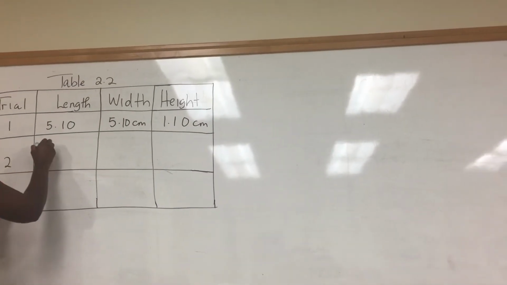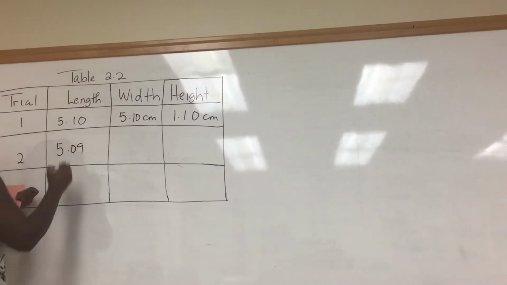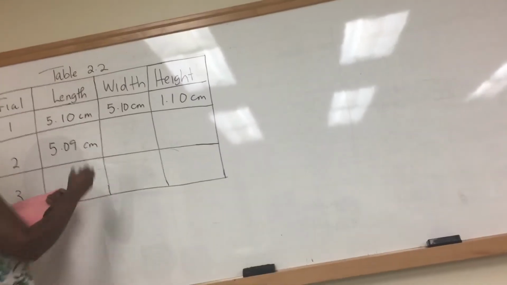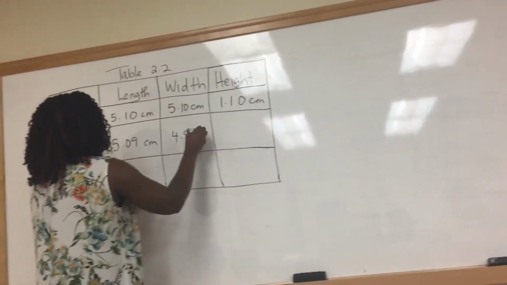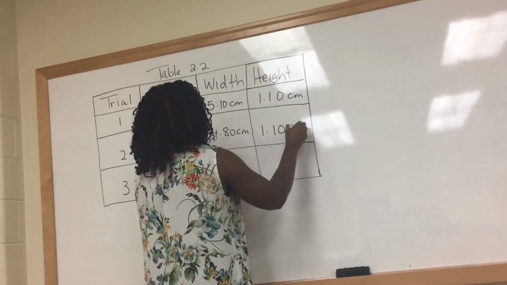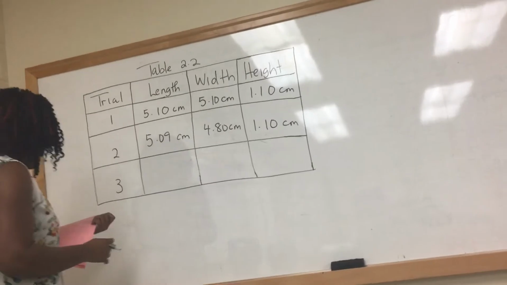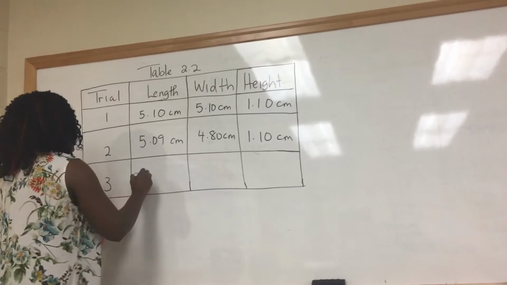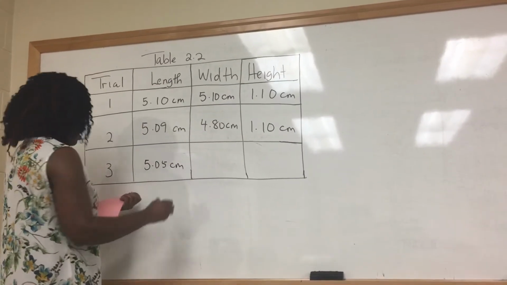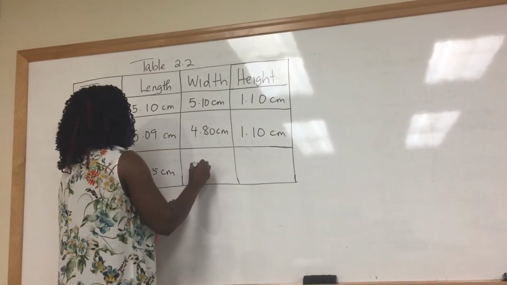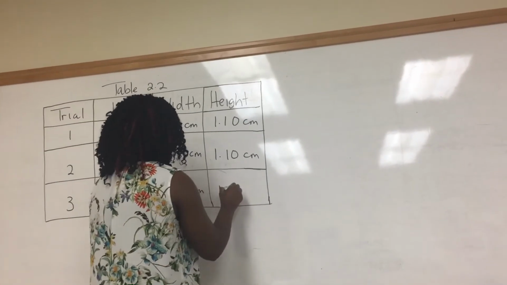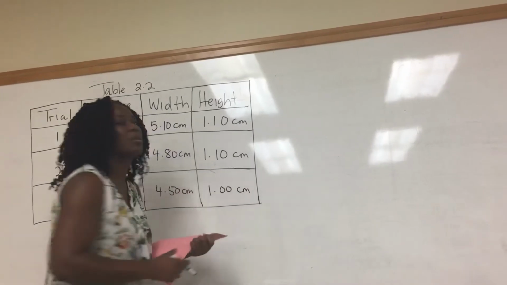For the second one, the length is 5.09 centimeter. The width is 4.80 centimeter, and the height is 1.10 centimeter. And then for the third block, the length is 5.05 centimeter. The width is 4.50 centimeter, and the height is 1.00 centimeter.